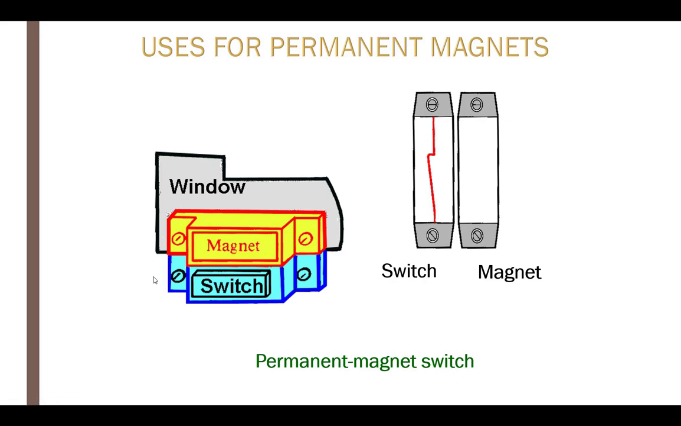Here I'm using a magnet switch. Maybe this shows it on a window, and here's my switch, wired up to an alarm system. As long as this is closed, my alarm is off. But if for some reason this were to open up, that would set my alarm off. This magnet is attached to the window, and if I move the window up, the magnetic field will go away from this switch, and the switch will change states, and that will cause the alarm to sound.